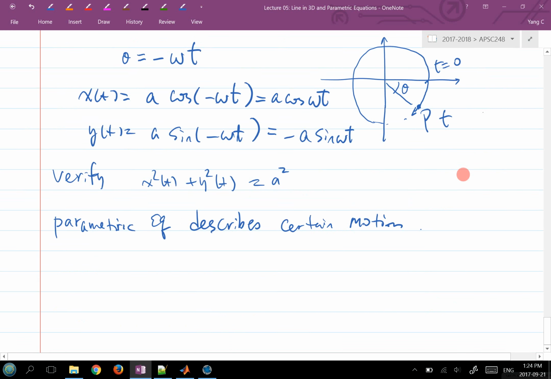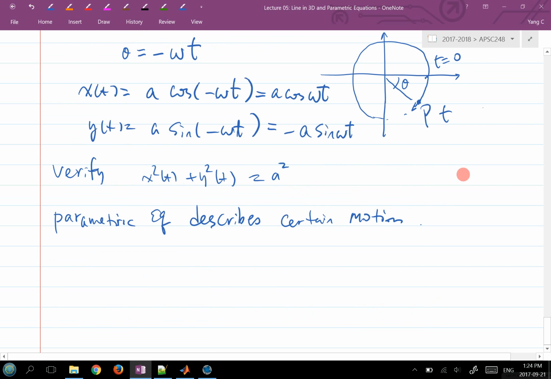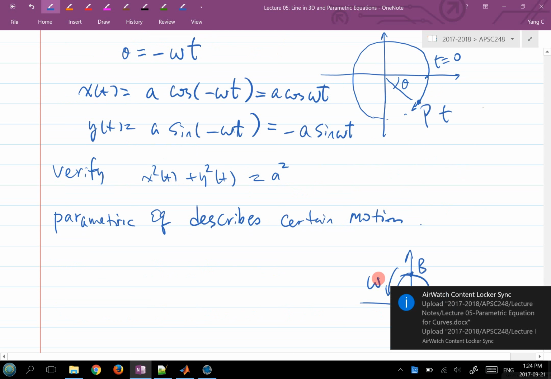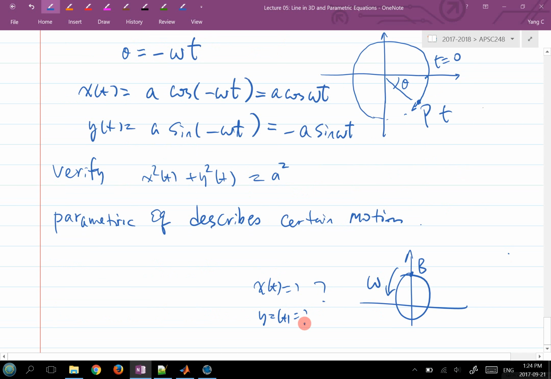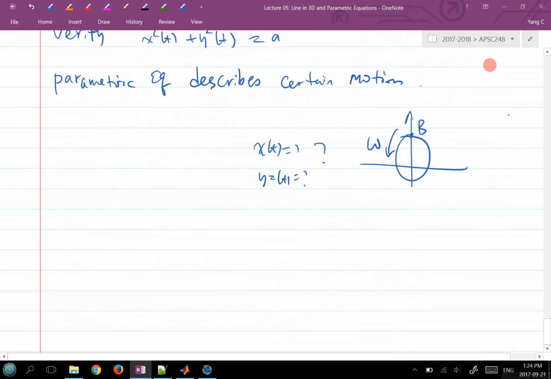Okay. So look at my lecture notes here. I'll give you this scenario. What if we start at B and go counterclockwise with omega? Start at B going counterclockwise, and what will be this x of t, and what will be this y of t? So check it out yourself. So that's the circle centered around the origin, right?